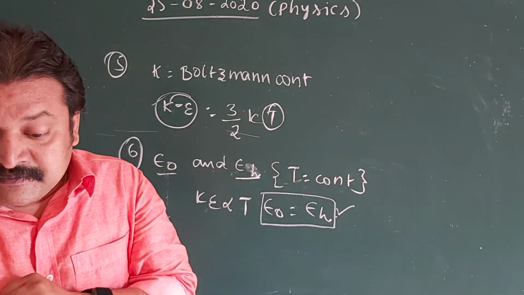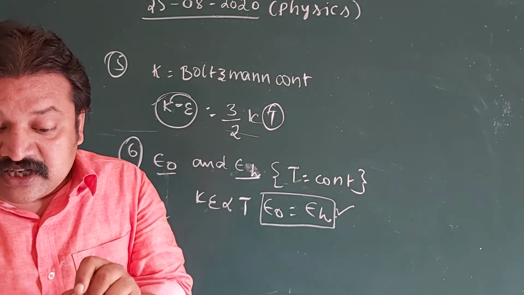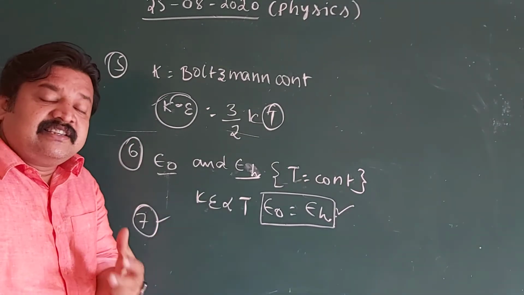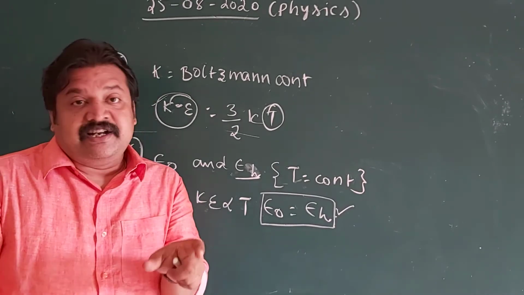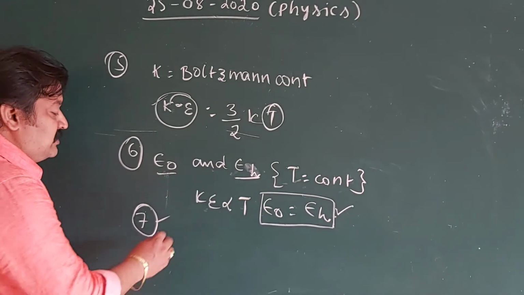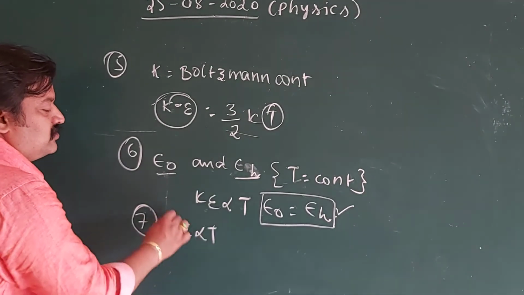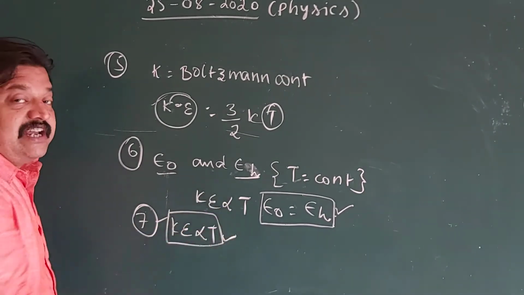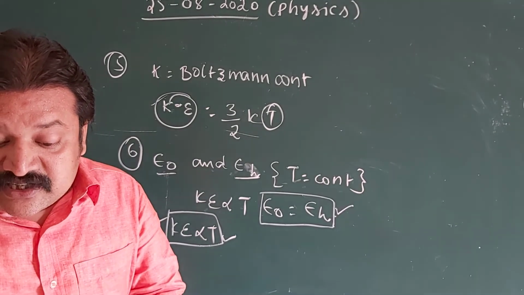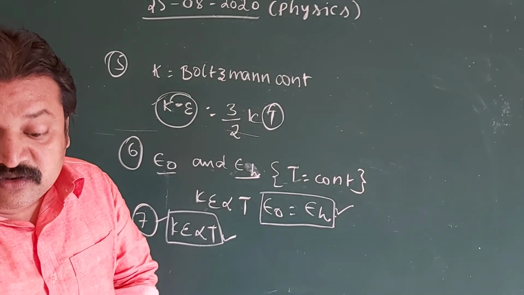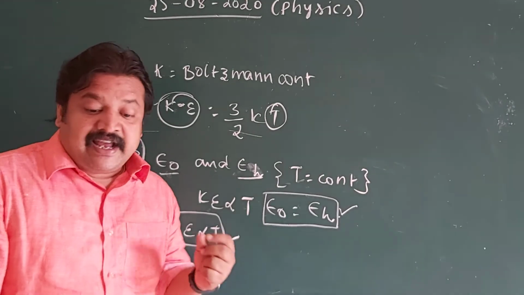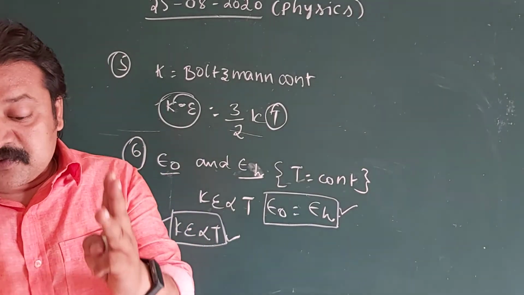Next, third option: the average kinetic energy of the molecules of the gas is proportional to absolute temperature. So this entire chapter depends on the condition that the kinetic energy is directly proportional to absolute temperature. So we can say the third option is correct. Also have a look at the fourth option: the average kinetic energy of the molecules of a gas is proportional to the square root of absolute temperature. No, it is directly proportional to absolute temperature. Hence for question number 8, the third option is perfectly correct.